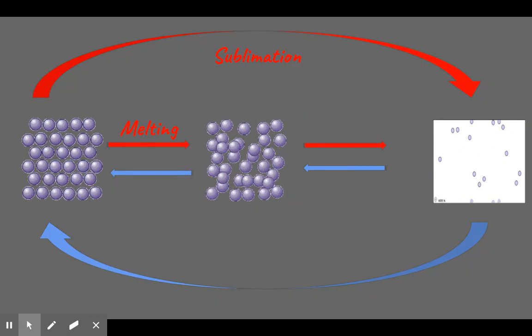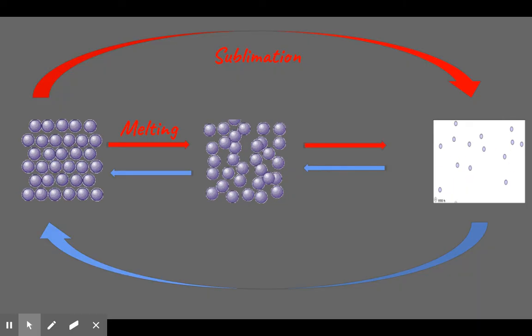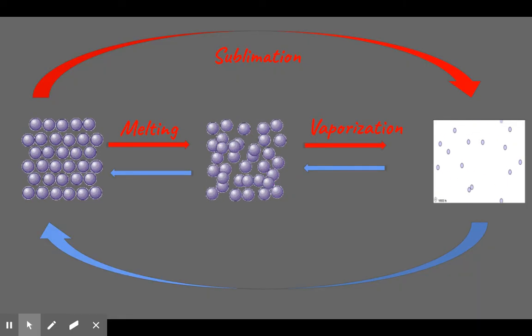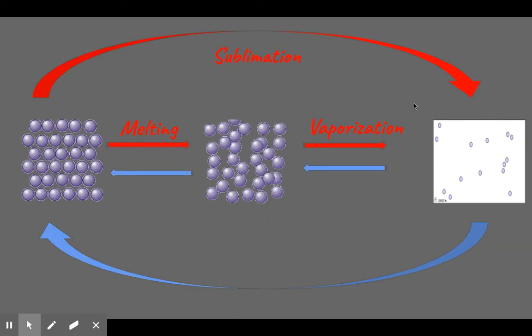If we go from solid to liquid, we're all very familiar with that. That's melting. We've seen a melting of an ice cube. From liquid to gas, that's vaporization. That's where we go from liquid to gas. Maybe when we boil water, we see the steam given off by it.